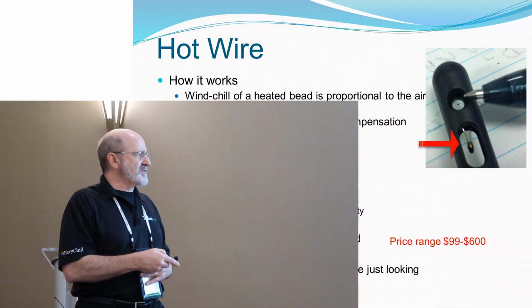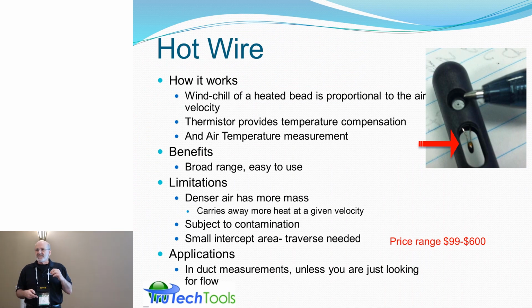You need to find out from the manufacturer what you can clean it with. So I'm not sure on that one. There's the contamination we mentioned, and there's a small intercept area. So it only knows about what's happening in that little tiny area where the sensor's located. It doesn't know about anything else. So you have to move it around to give it an idea of the total bulk airflow.